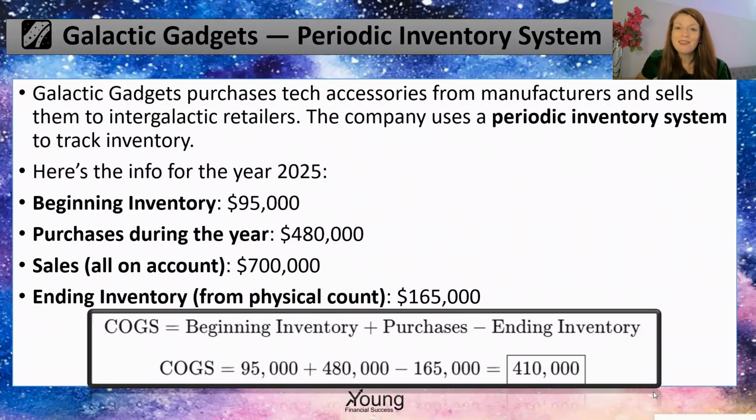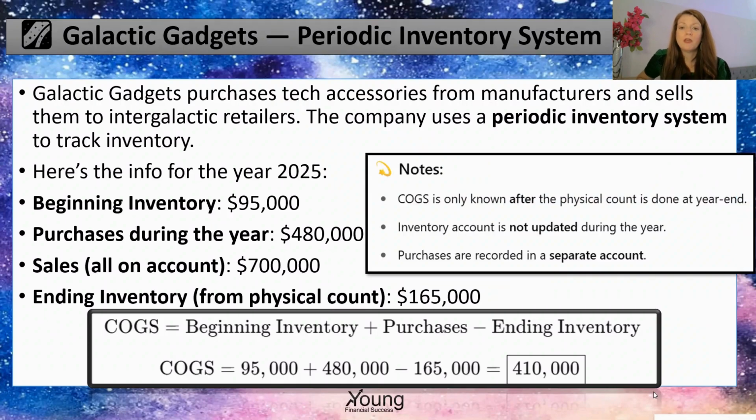So when we subtract that out, that would leave us with 410. So 410 is how they get their cost of goods sold. So the cost of goods sold is only after that physical count at the year end. The inventory is not updated during the year, and they have purchases in a separate account from inventory when they use this periodic inventory system.